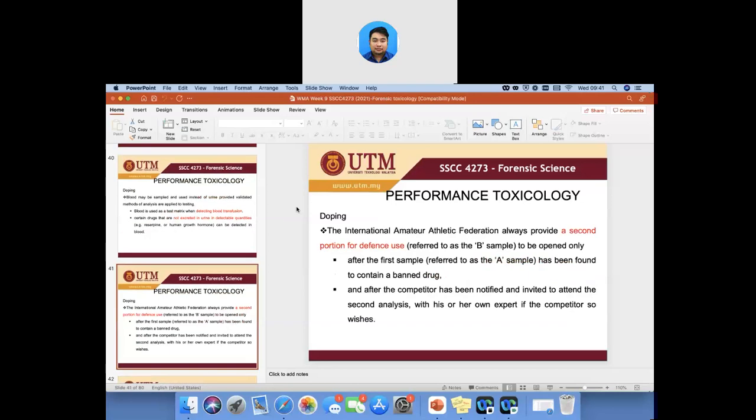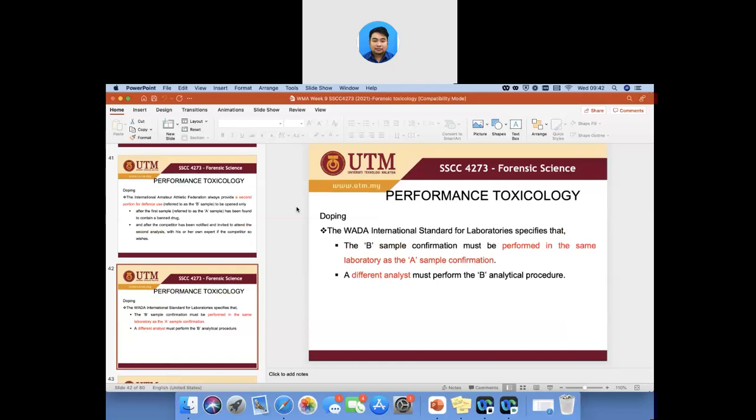Okay, so the International Amateur Athletic Federation always provides a second portion for defense use, which we refer to as the B sample. After the first sample, which is referred to as the A sample, has been found to contain the banned drug, then you would open the B sample to check it again. All right. So after the competitor has been notified and invited to a second analysis with his or her own expert, if the competitor wishes so.